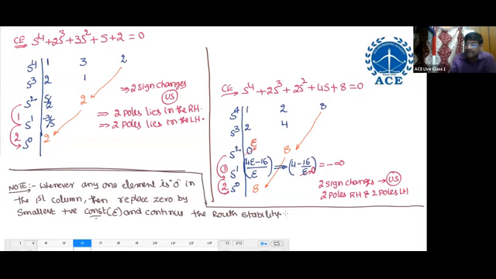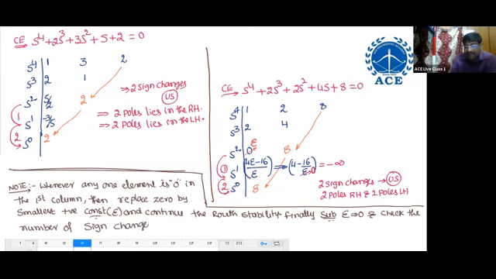Finally, substitute epsilon equal to 0 and check the number of sign changes.